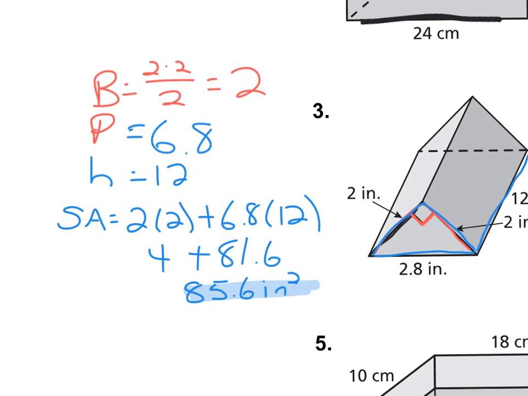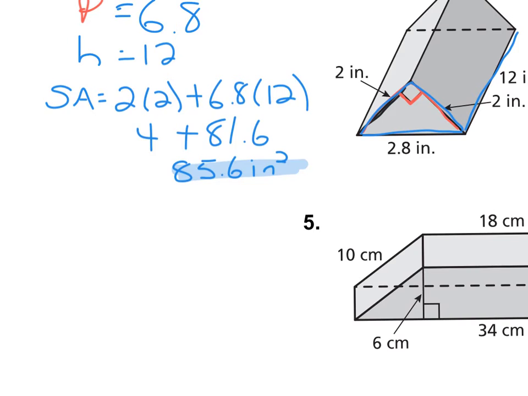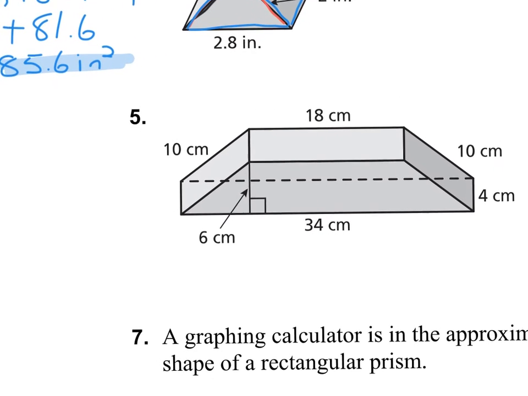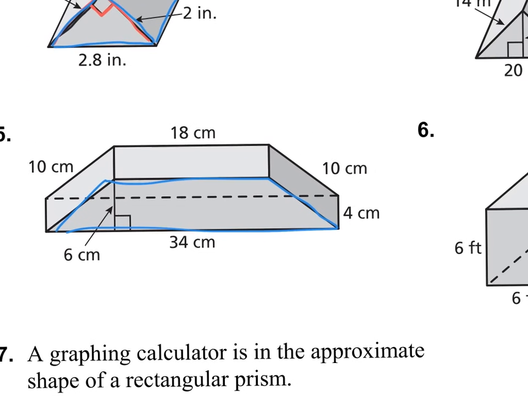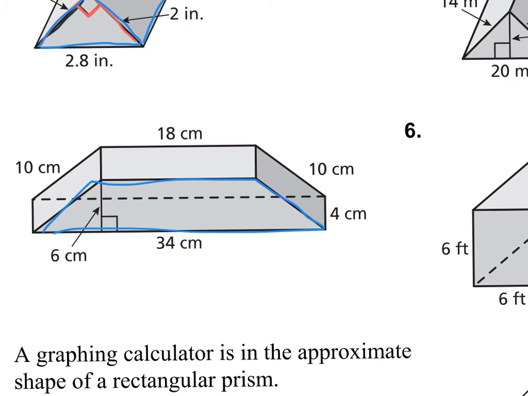Okay, all right, so we did a rectangular prism, we did a triangular prism. Let's go ahead and try this. What shape is this in the front? The shape is a trapezoid. So to find the area of a trapezoid, you guys learned this last year. It's base 1 plus base 2 divided by 2 times your height.